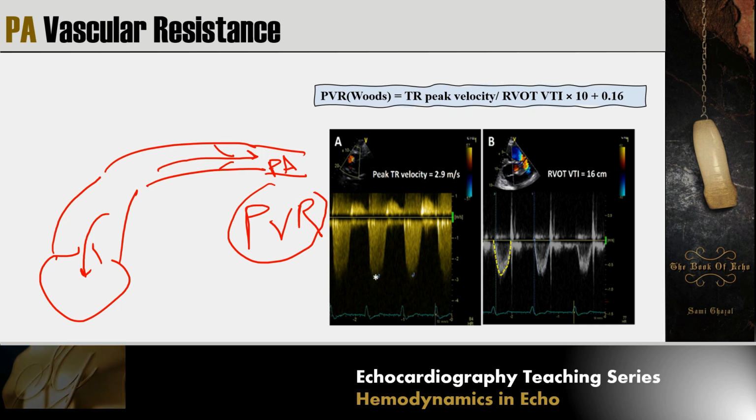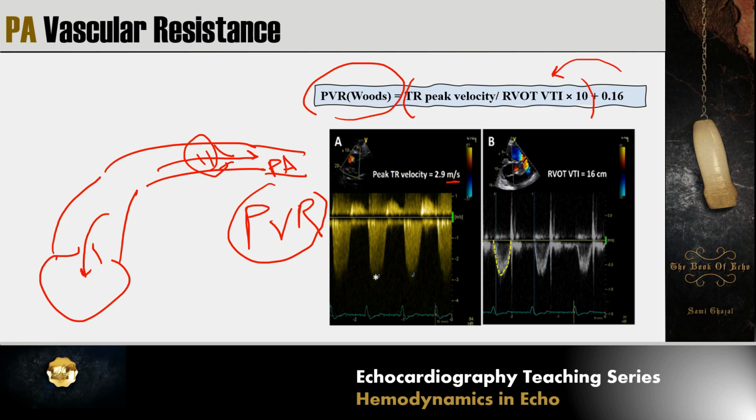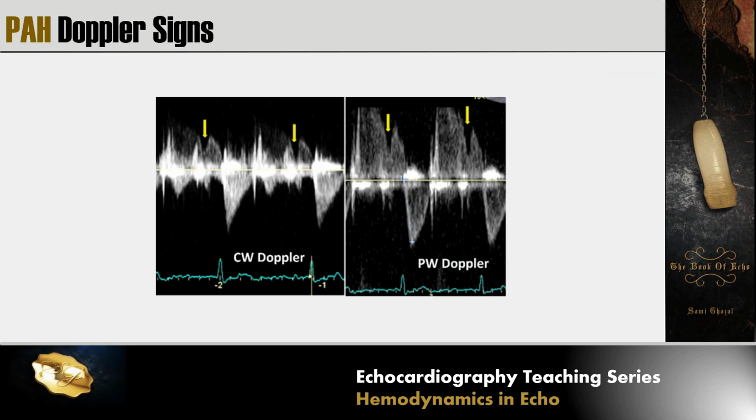PVR in Wood's units will equal tricuspid peak velocity in meters per second divided by the RVOT VTI, and we get the RVOT VTI just proximal to the pulmonic valve, times 10, and to the sum of this we add 0.16. By doing that, we get the PVR in Wood's units. In this equation, it will lose accuracy if the PVR is more than 8 Wood's units.